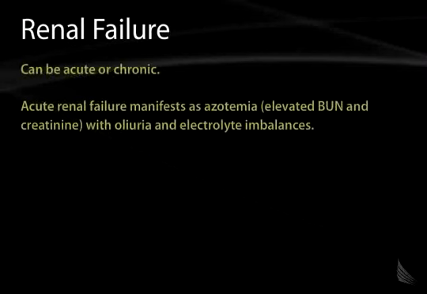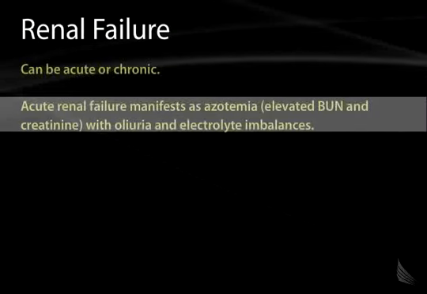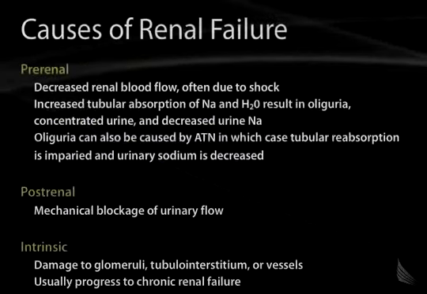Now, renal failure comes in two forms. It can be acute, like what you see in rapidly progressive glomerulonephritis, which is the development of renal failure over a matter of weeks, or it can be chronic, developing over years to decades. Acute renal failure manifests itself as acute azotemia, elevated BUN and creatinine, with oliguria, which is decreased urine production, and acute imbalances in electrolytes. Renal failure falls into three different categories, and it depends on where the etiology of the renal failure occurs.